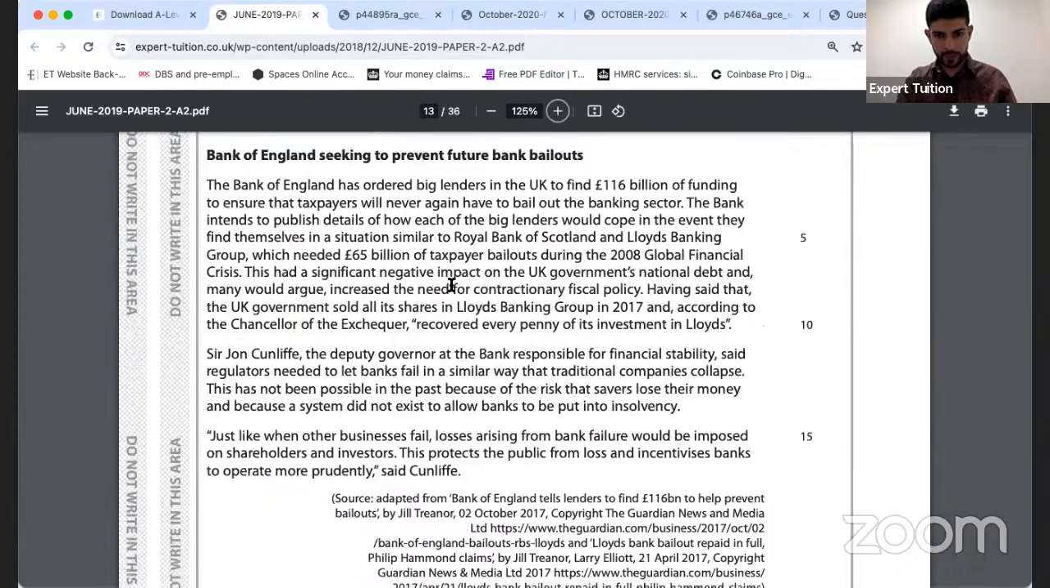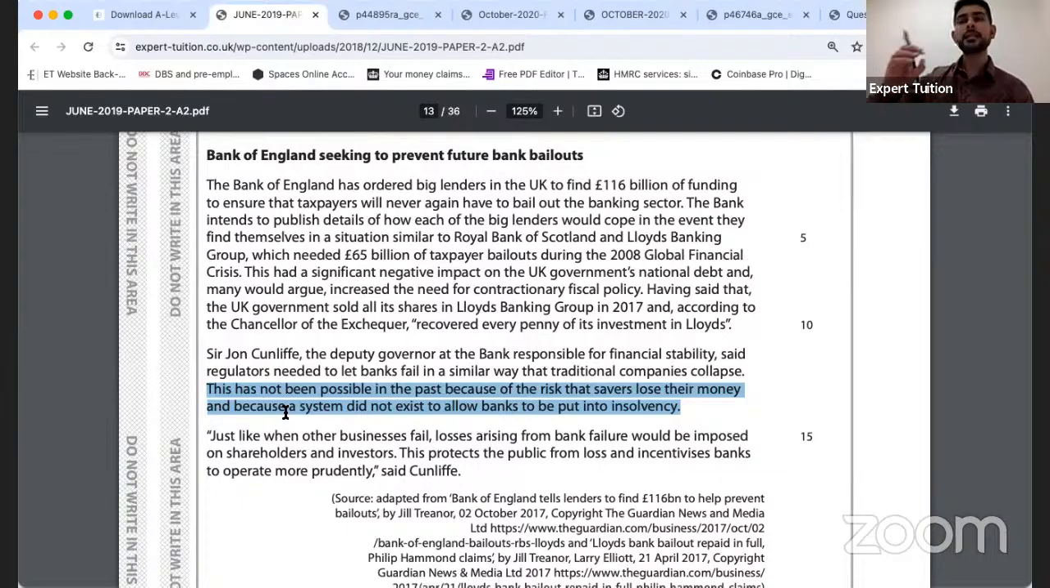I'll show you. Yeah, here we go. This has not been possible in the past because of the risk that savers lose their money and because the system did not exist to allow banks to be put into insolvency. Insolvency basically means they can go bankrupt. Anyways, savers lose their money, right? If you lose your money, what happens to your level of consumption? You guys agree that realistically, you're going to dramatically reduce your consumption. That is already a problem.